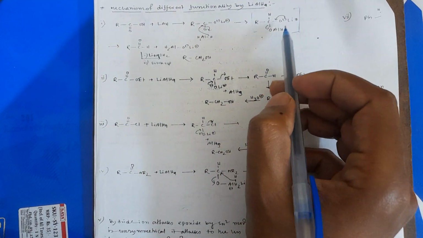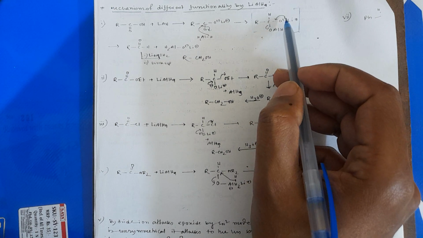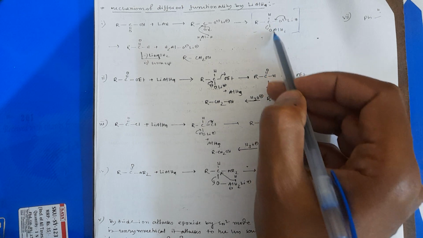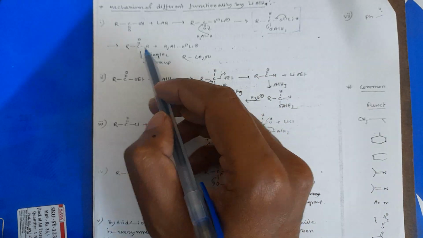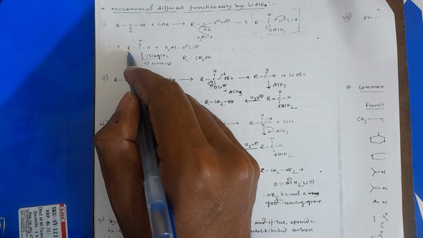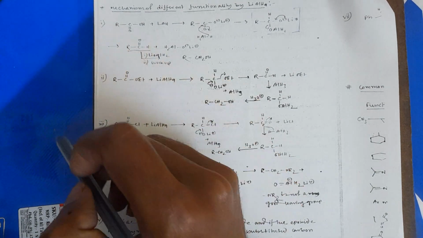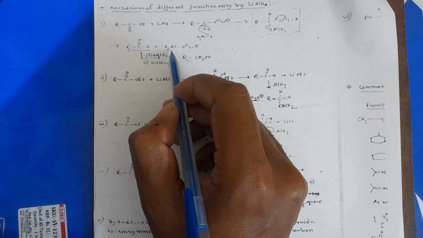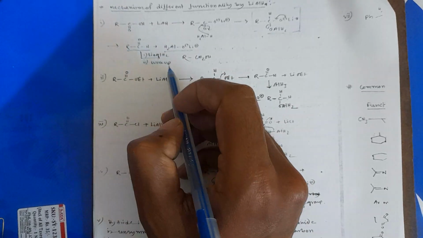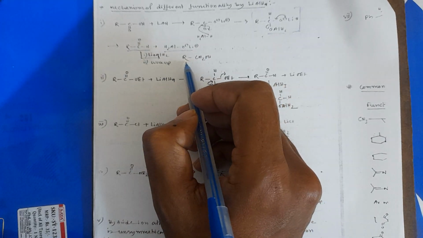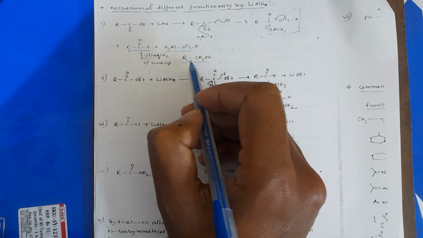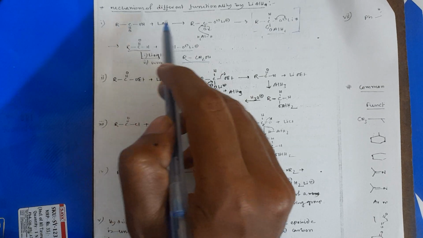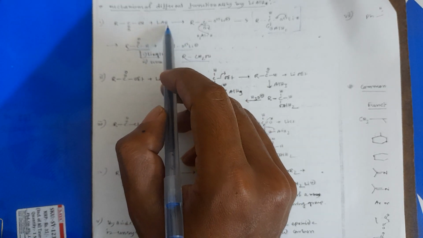Now further, followed by the elimination of this particular group, ultimately it provides the corresponding aldehyde product, as you can see. Now further, this aldehyde product reacts with this particular compound, and ultimately the final product is the corresponding alcohol.